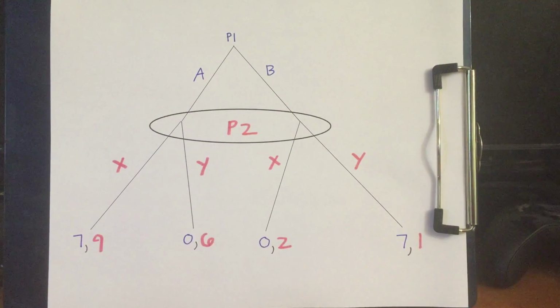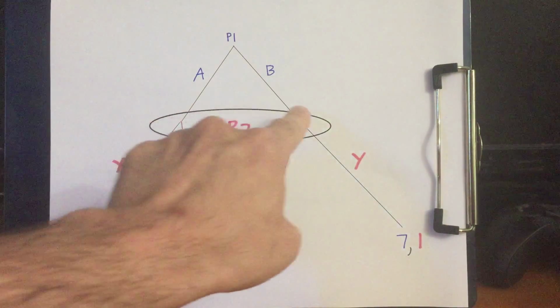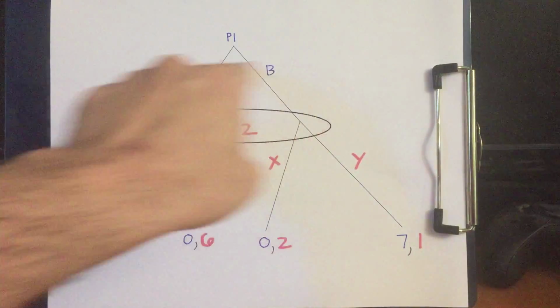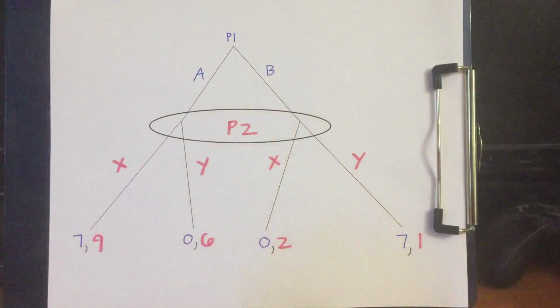Today we introduce uncertainty. In this game, player 1 moves first and picks A or B. But when player 2 moves, he doesn't know if he's here or here. What this circle means is you know that you're in this circle, but you don't know where.